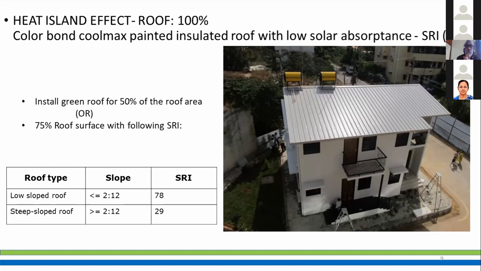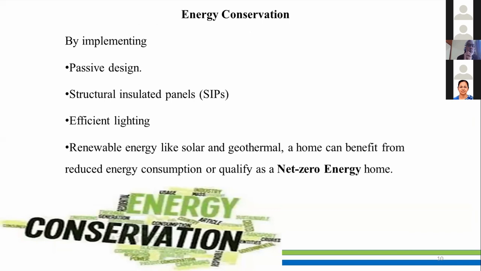And for the flooring material. Some of the major aspects of energy conservation which we consider are passive cooling design, structural insulated panels, called SIPs, energy efficient lighting systems, and renewable energy like solar and geothermal. They benefit from reduced energy consumption or qualify as a net zero energy home.